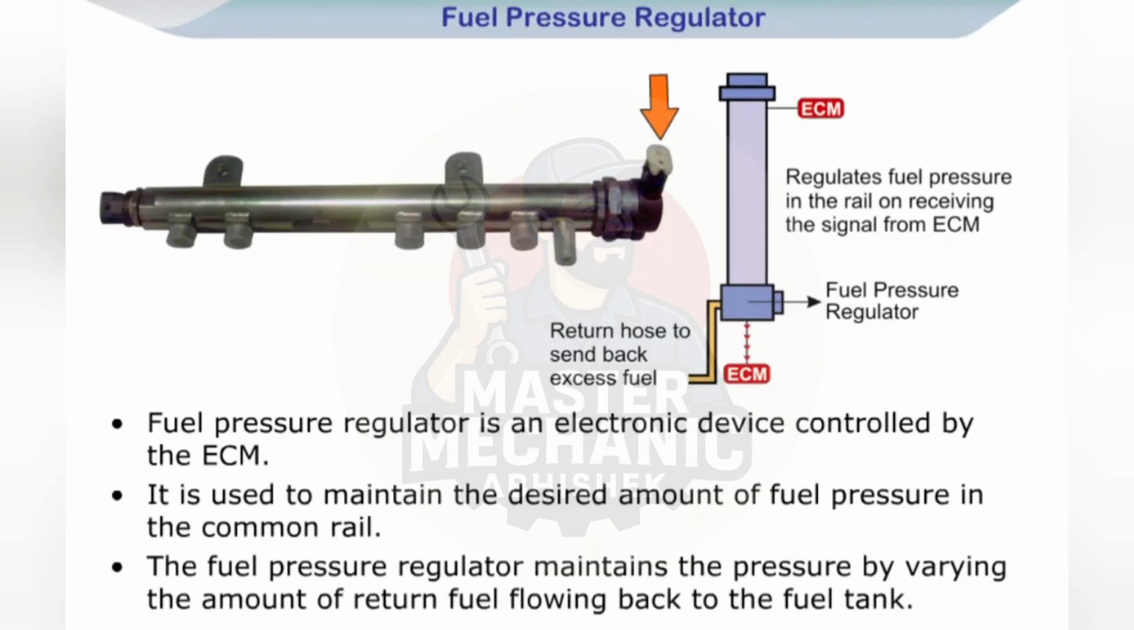Fuel pressure regulator is an electronic device controlled by the ECM. It is used to maintain the desired amount of fuel pressure in the common rail. The fuel pressure regulator maintains the pressure by varying the amount of return fuel flowing back to the fuel tank.